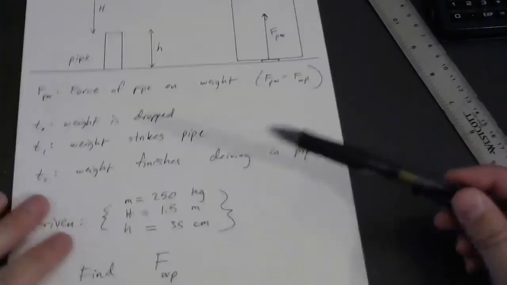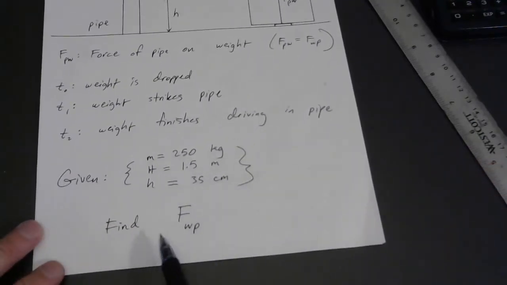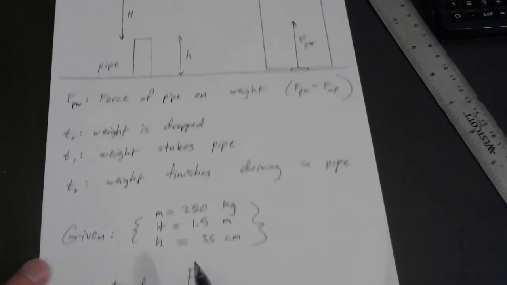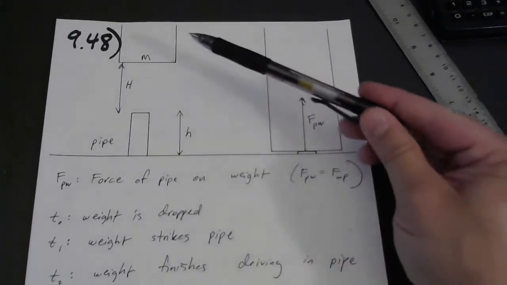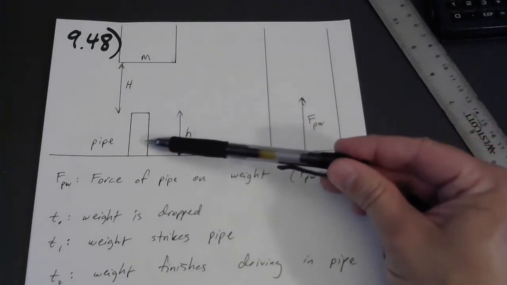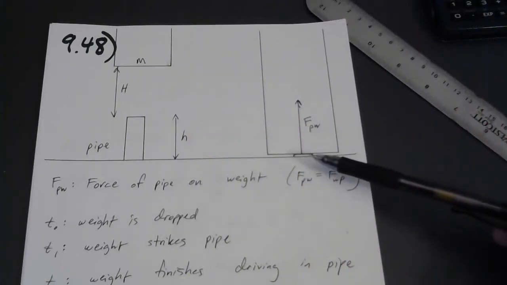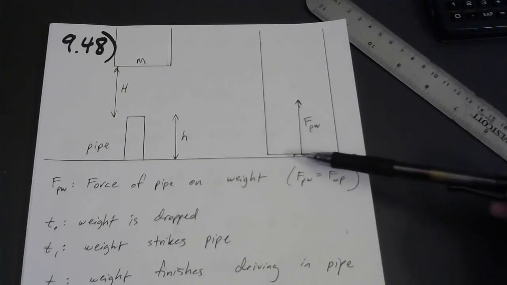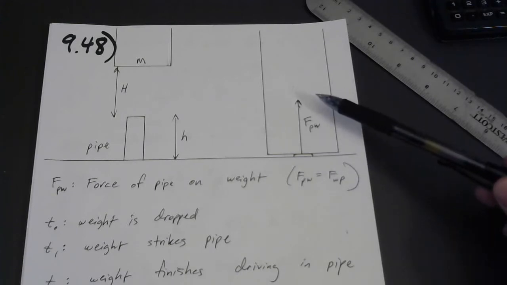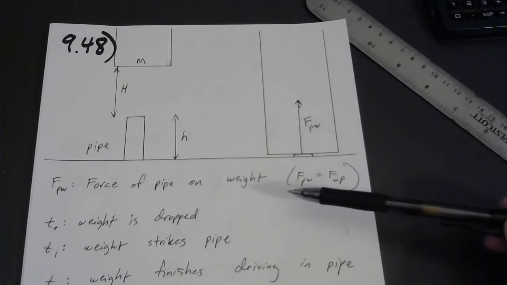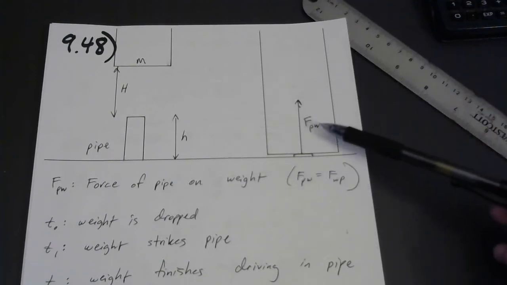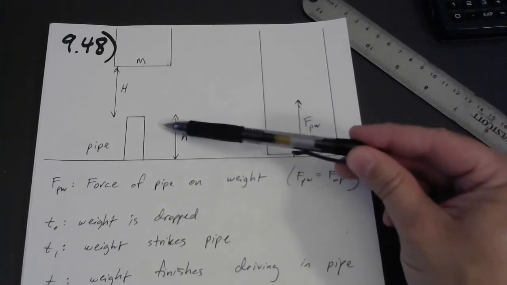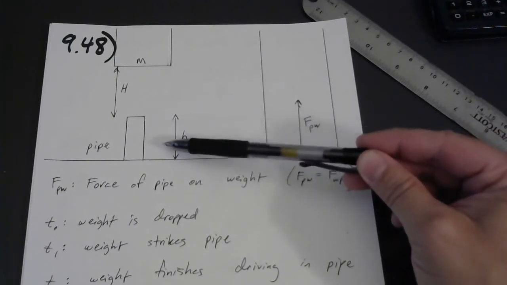So again, they're asking for the force that the weight exerts on the pipe. Well, we can invoke Newton's third law and recognize that as the weight is driving the pipe into the ground while they're in contact with each other, the interaction between them consists of a pair of equal and opposite force vectors. The pipe pushes up on the weight just as hard as the weight pushes down on the pipe. So if we look at the dynamics of the weight, after all, the pipe is just chilling here.